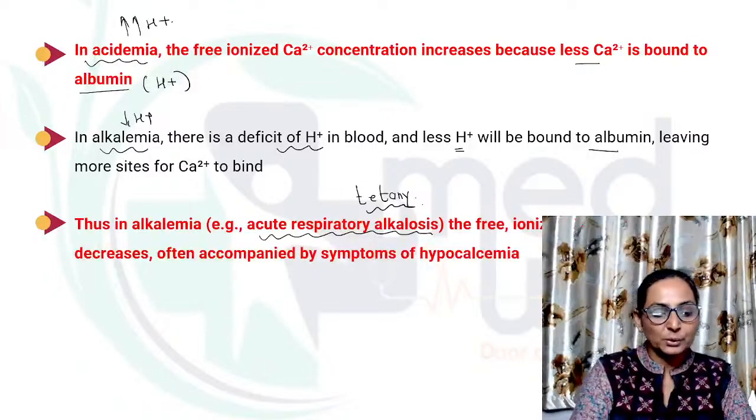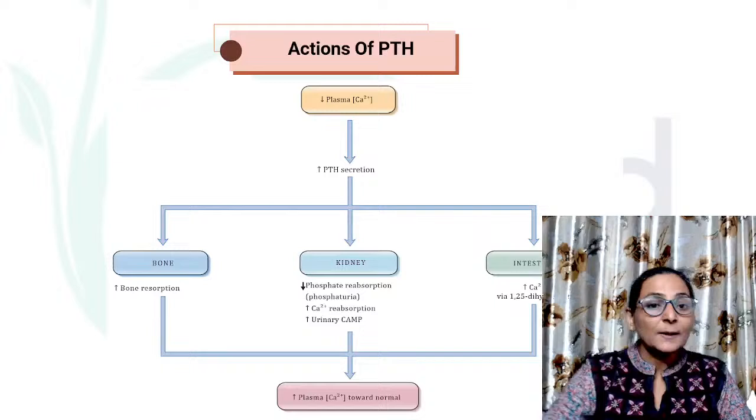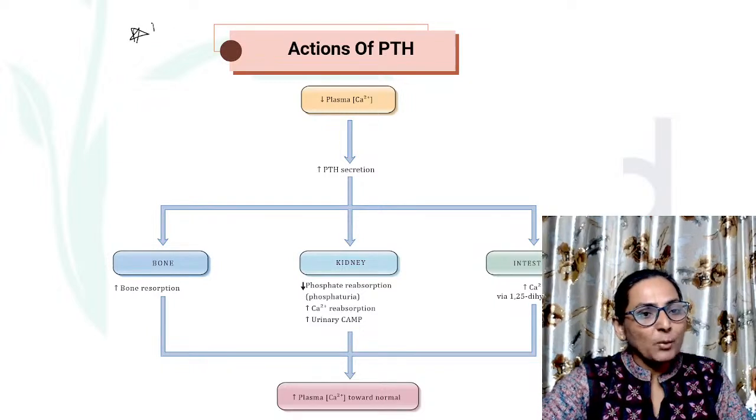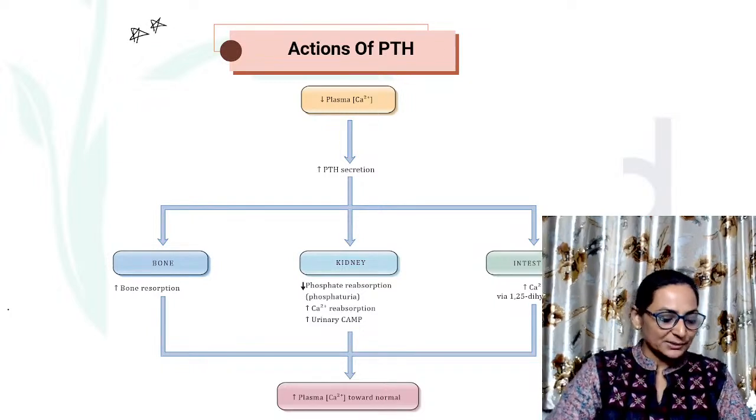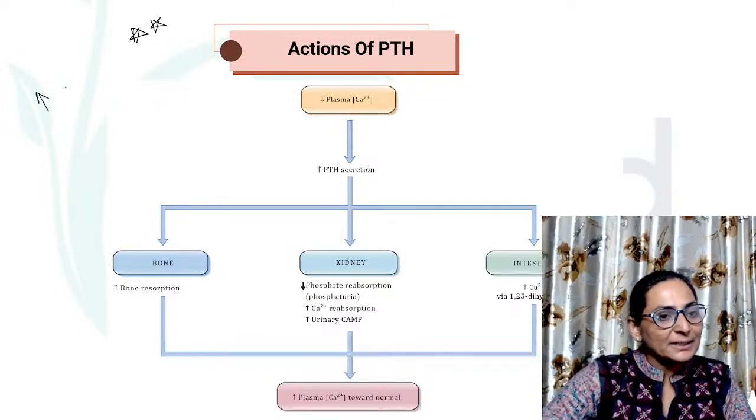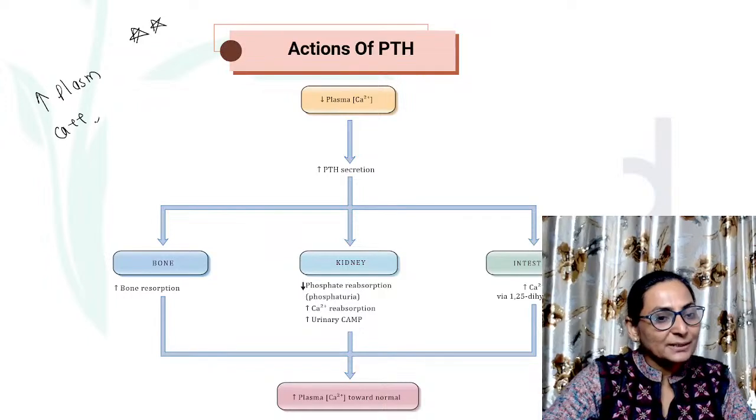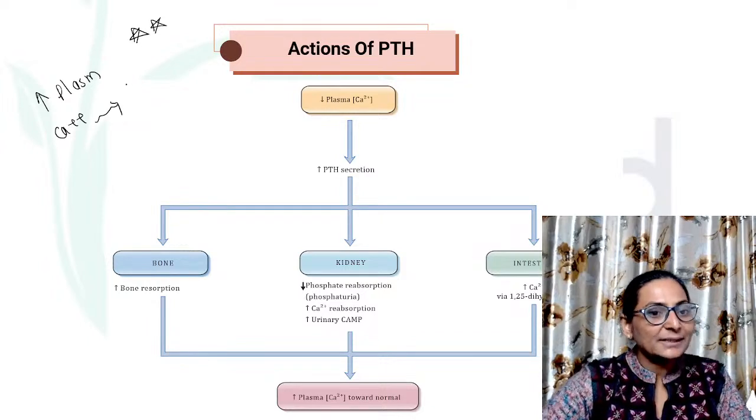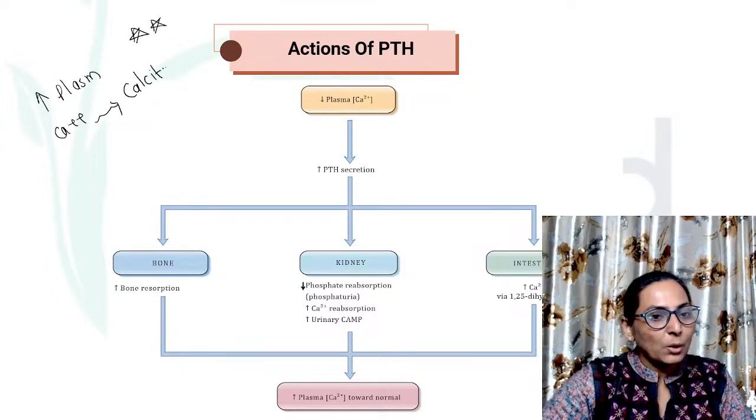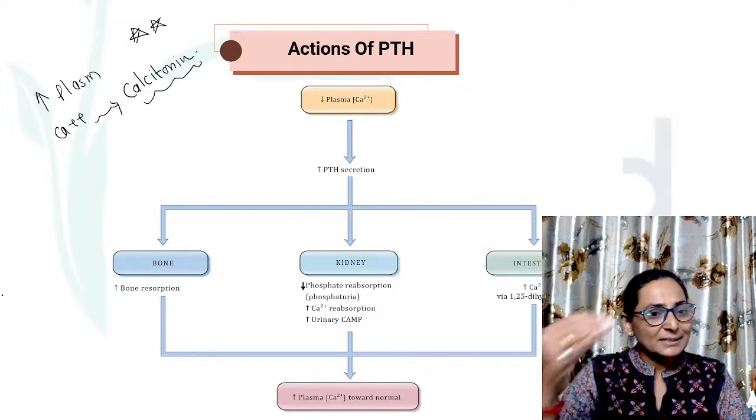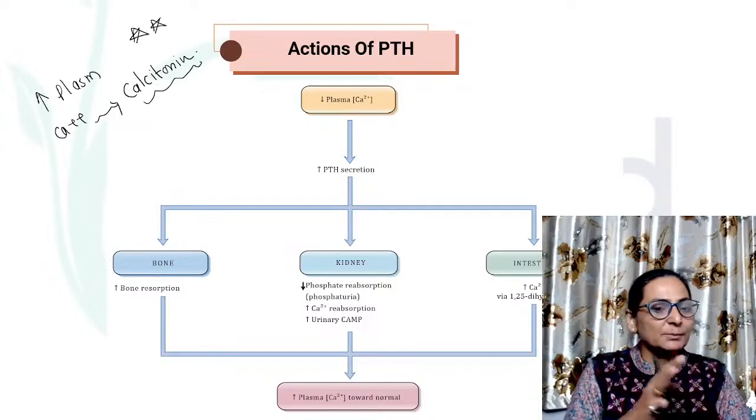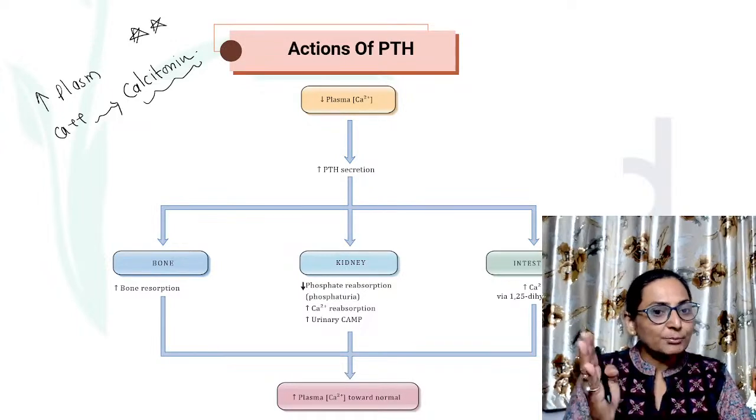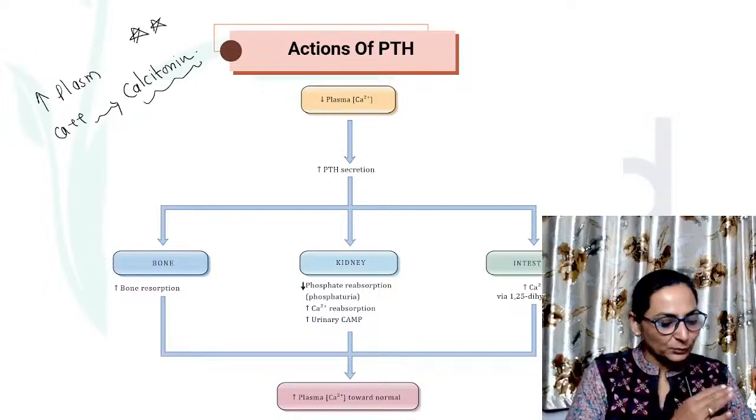This is also an important question for you. Now, this is very, very important: the actions of PTH. Remember, when there is an increase in the plasma calcium level, the hormone which can regulate it is calcitonin. Because calcitonin immediately will cause a decrease in the bone resorption, and the calcium which was free will now be taken back into the bone.